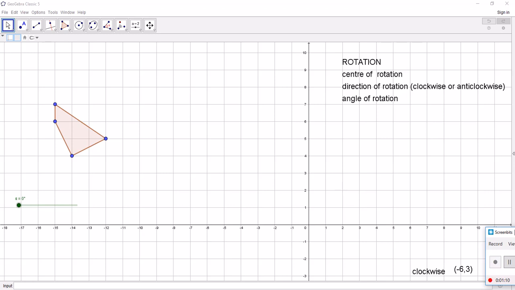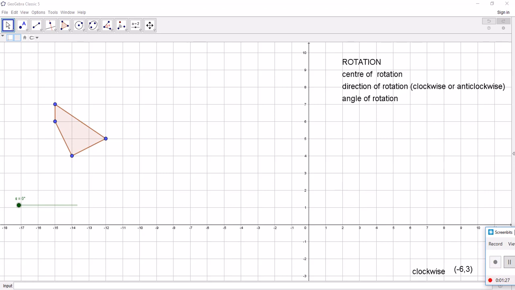5. And then you need the angle of rotation, so you need to know, okay, if you're travelling in a forwards direction, so in a clockwise direction, how far you need to travel in terms of rotation before you have to stop and put your object down.